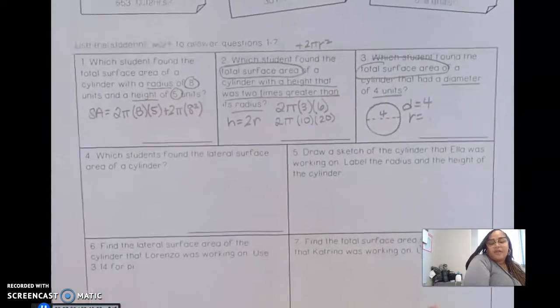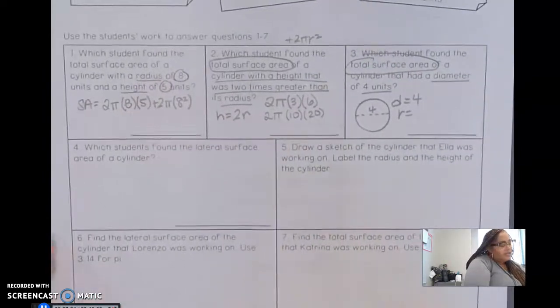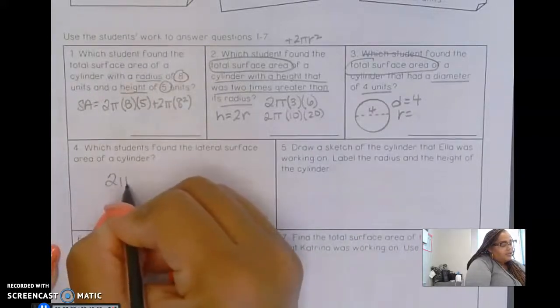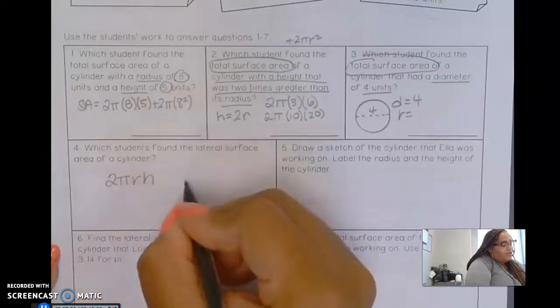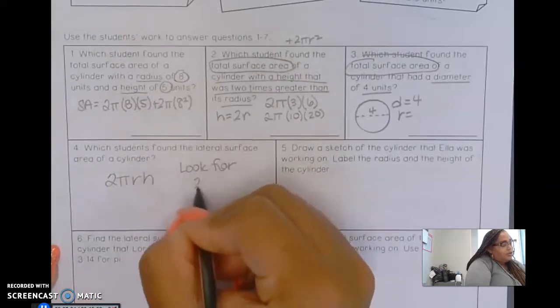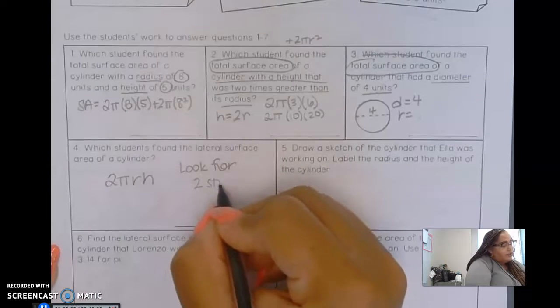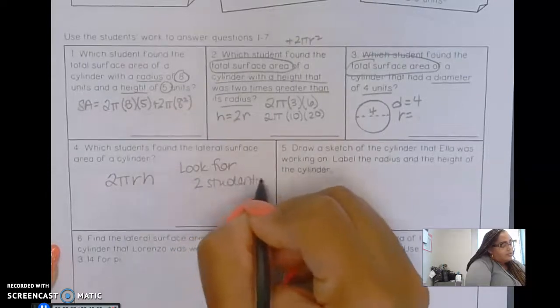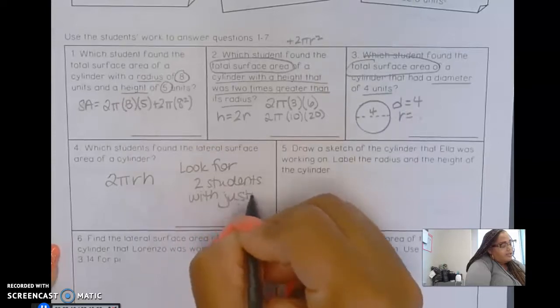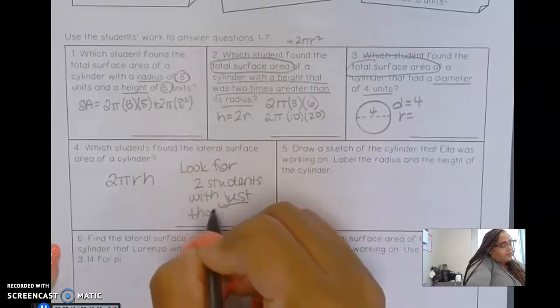Which students found the lateral surface area of the cylinder? So there's 2 students here that just have a 2 pi r h. Look for 2 students with just those numbers.